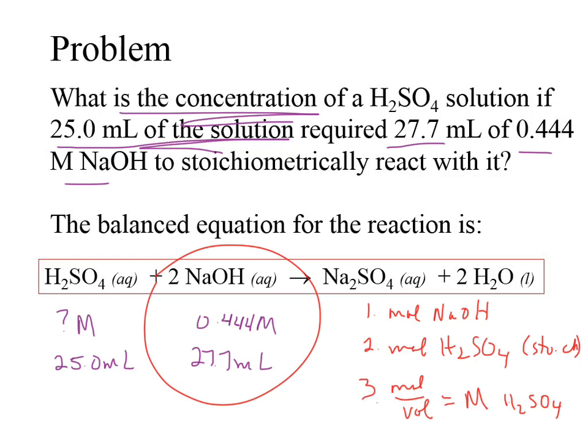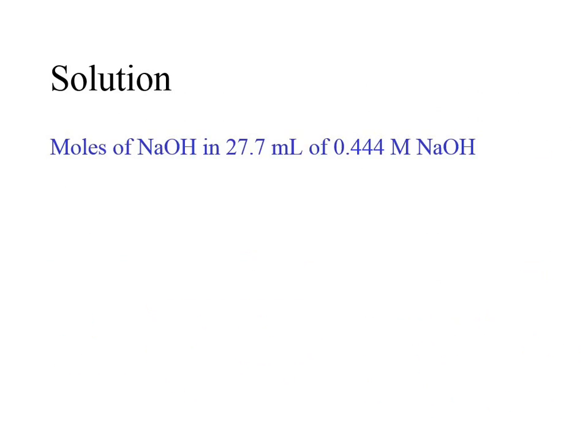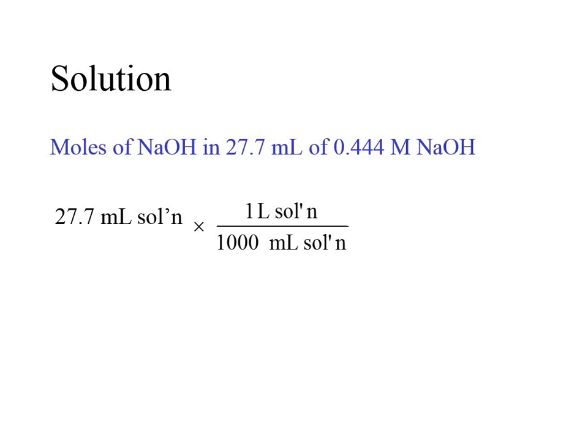So when you do these for your test or for homework, I would suggest you label what you're doing, communicate to yourself and to me. So this is titled moles of NaOH in that volume and that molarity. You can start with either term, but I usually start with the volume, 27.7 milliliters over 1. Then I have to get it to liters, and I can do that by taking 1 liter over 1,000 milliliters. Then I'm ready to plug in the molarity, and I want liters to cancel, leaving units of moles. That's 0.444 moles of NaOH over 1 liter.